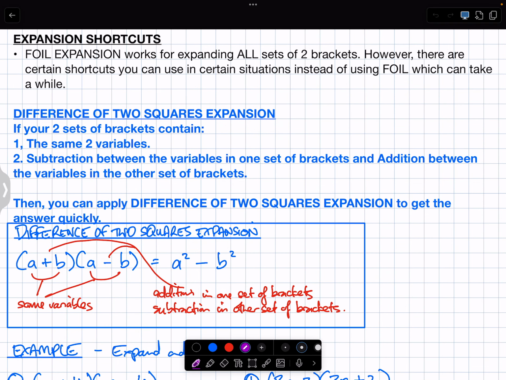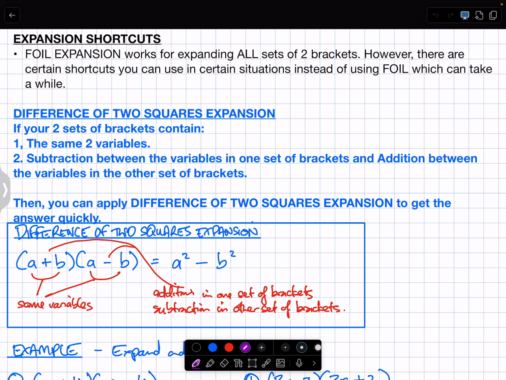Okay, I think last year you might have been taught difference of two squares expansion, and you might have been taught perfect squares, and that's cool, right? But I like to make a note that if you know FOIL, you can do anything. FOIL will get you the answer, but it might take longer. It might be a longer bus trip to get the answer.